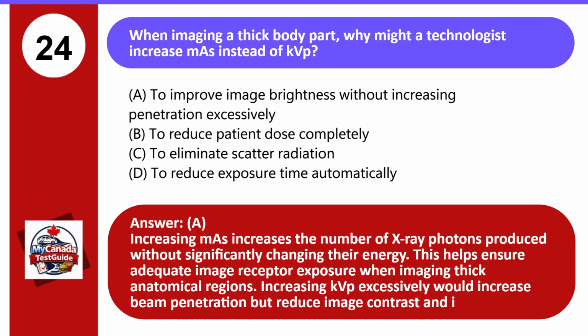Answer, A. Increasing mAs increases the number of X-ray photons produced without significantly changing their energy. This helps ensure adequate image receptor exposure when imaging thick anatomical regions. Increasing kVp excessively would increase beam penetration, but reduce image contrast and increase scatter radiation. Technologists often adjust mAs first to maintain diagnostic image quality.